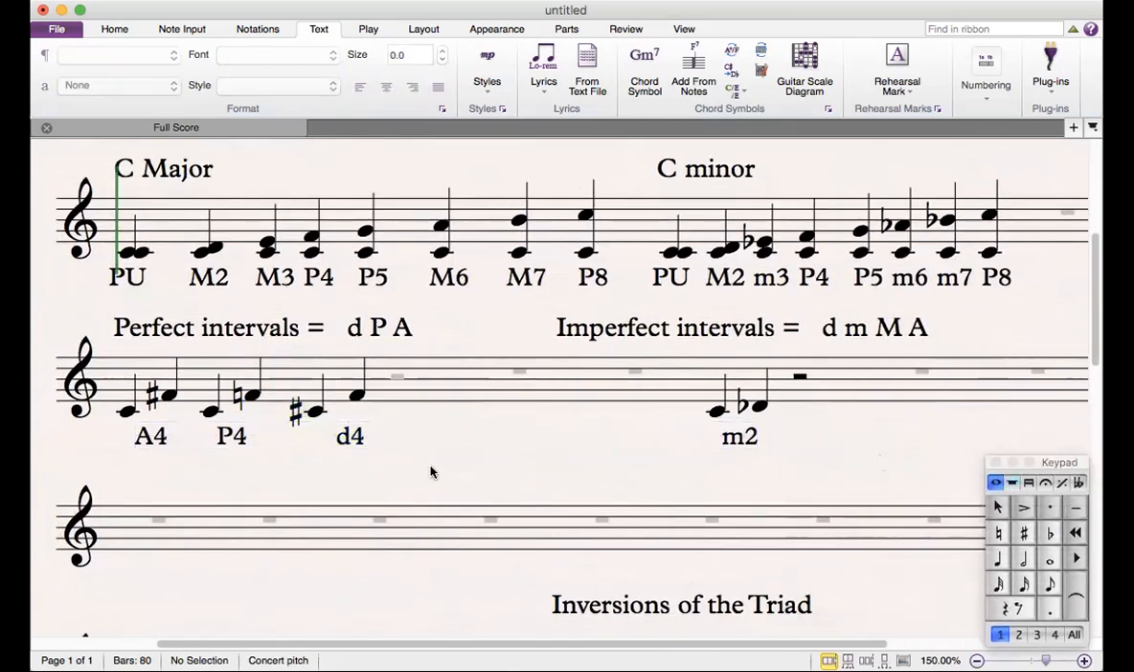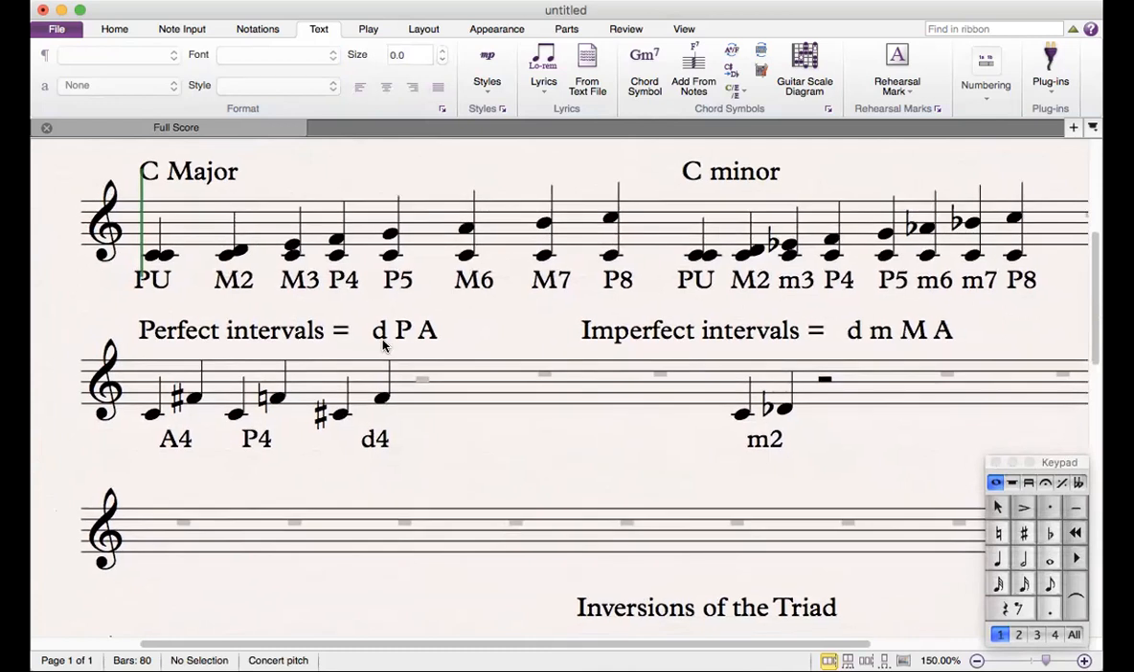So these two, treat them like, I'm hesitating to say cheat sheet. It's not cheating, but these are good notes to take. If you haven't learned this yet, do write this down. For perfect intervals, the order would be diminished, perfect, and augmented. For imperfect intervals, diminished, minor, major, augmented.